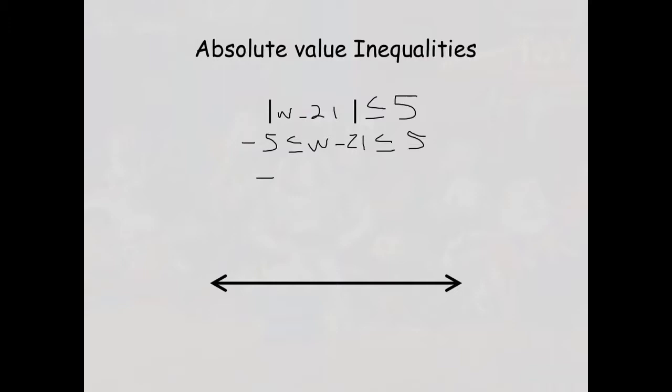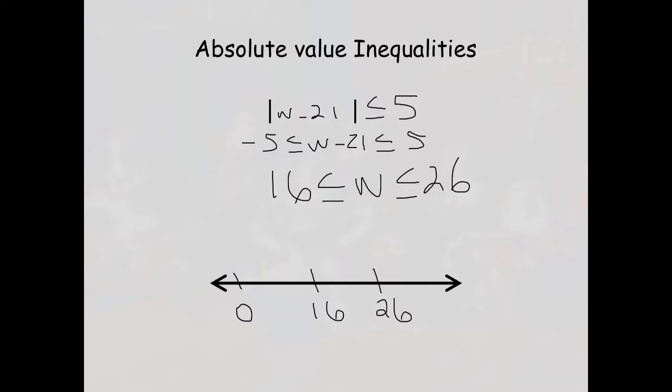This was not negative. This was 16 is less than or equal to W, which is less than or equal to 26. So I'm going to add a 0. Here's 16. Here's 26. W is in between. These are equal to signs underneath, so these are going to be closed circles on the 16, closed circle on the 26. W is greater than 16, so it goes this way. W is less than 26, so it goes this way, and we shade in between.